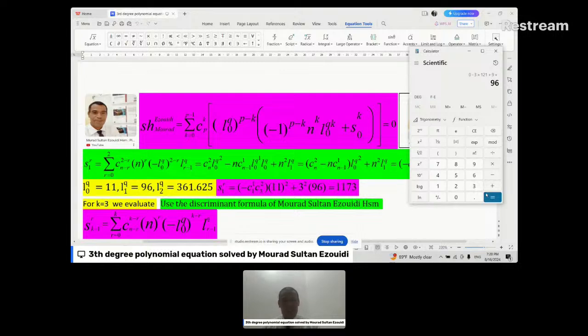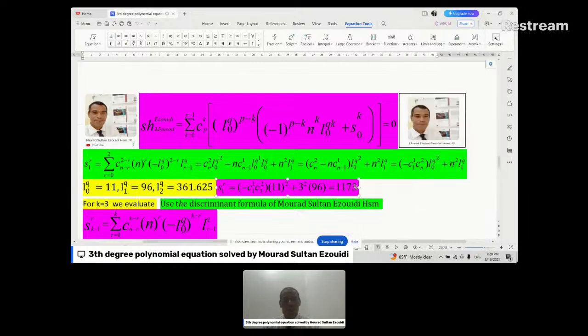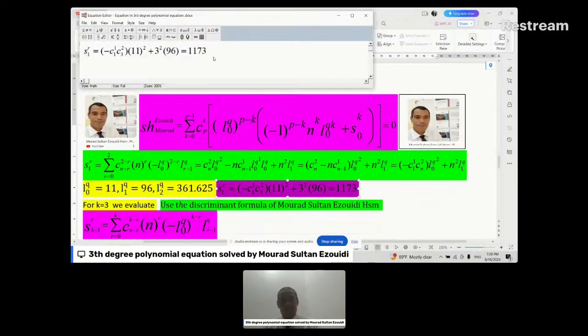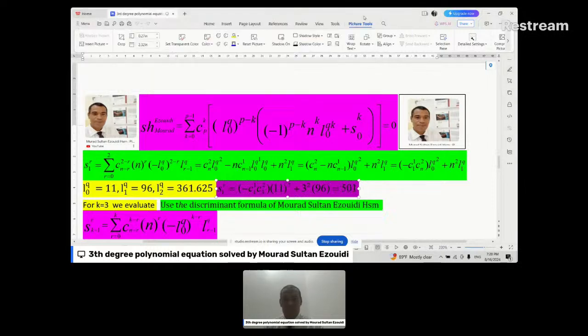So this is 864. Okay. So this one is equal to what, learners? Equal to 501. I will change this one to 501. Okay. This is S1, the value of S1. Meaning the second coefficient of your new third degree polynomial equation is obtained as a value of 501. Clear? Clear, Mr. Mourad. We continue.